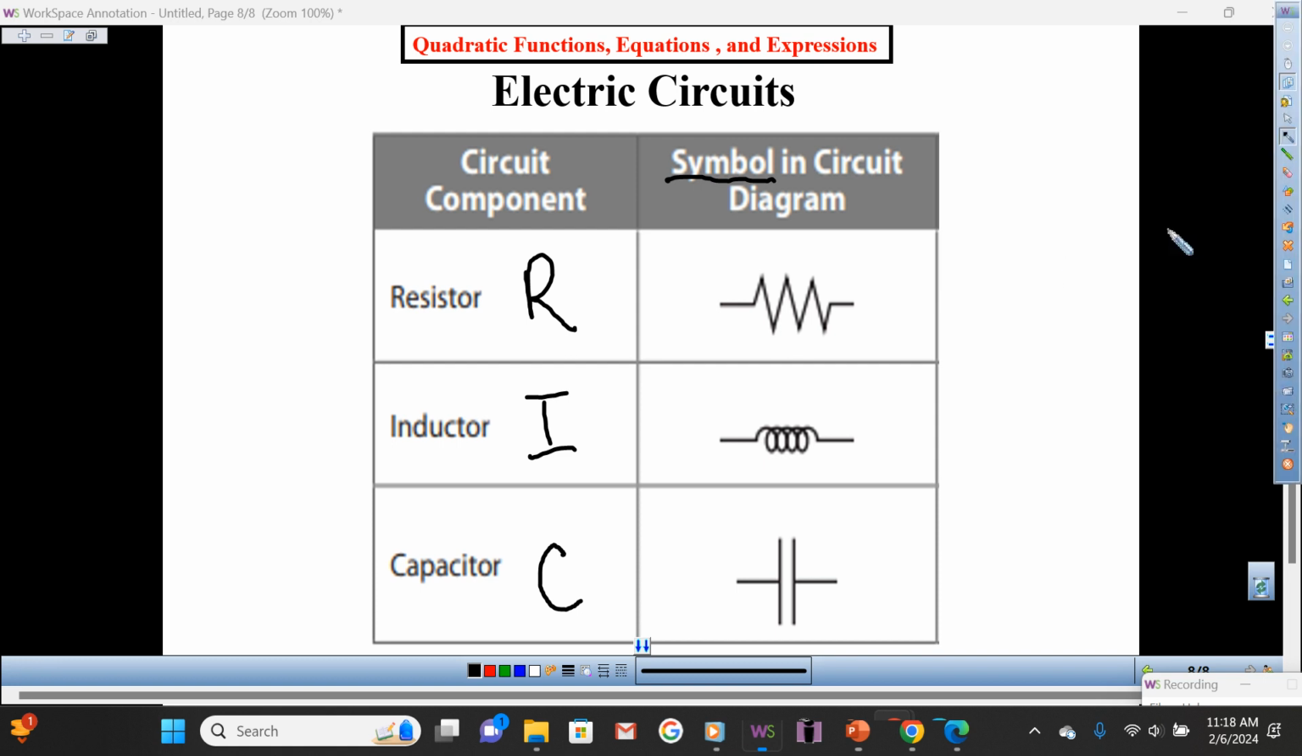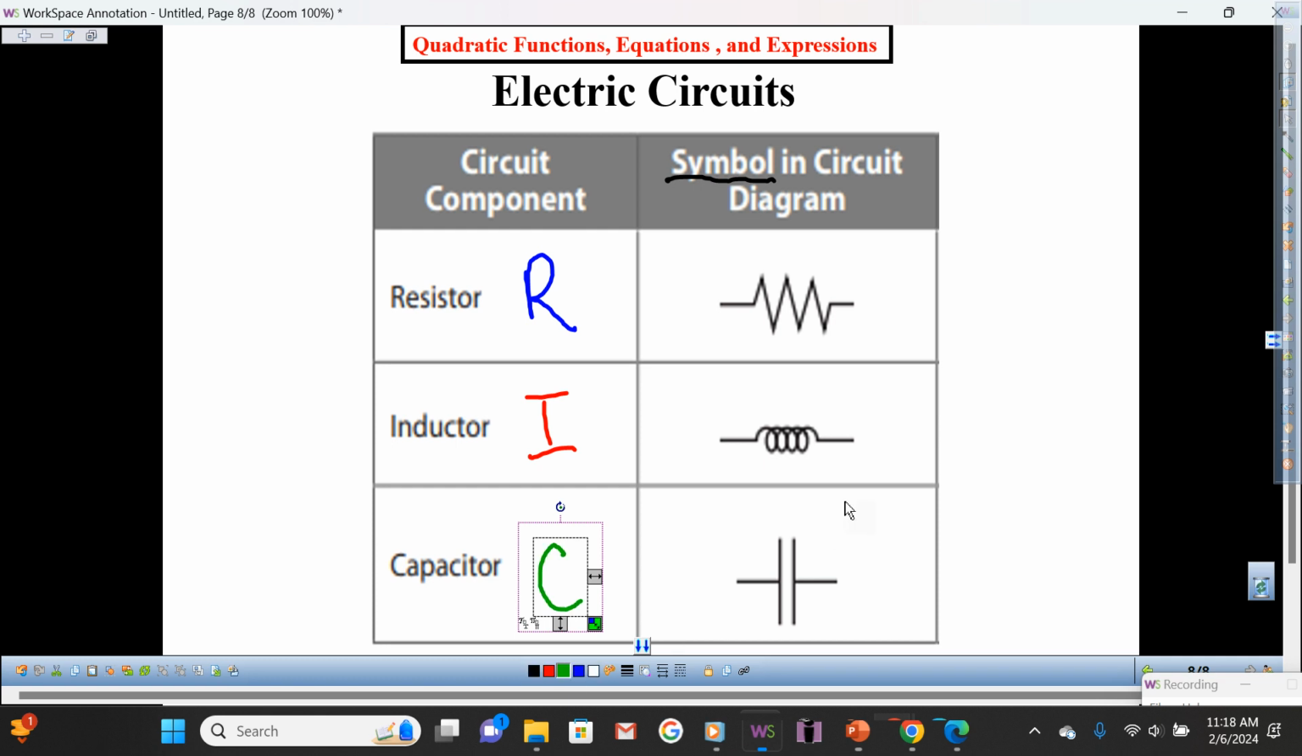All right. So, with that said, to crank it up a little bit more, for those that are using your color pens, I'm going to use blue for resistor, red for inductor, and green for capacitor. Blue for resistor, red for inductor, and green for capacitor.